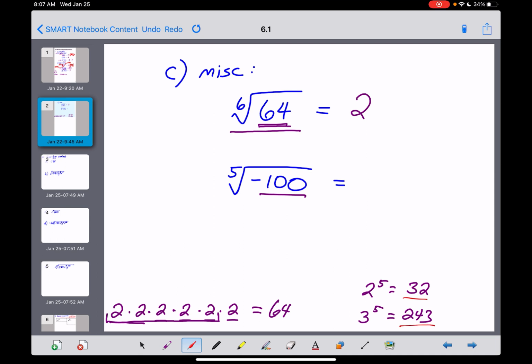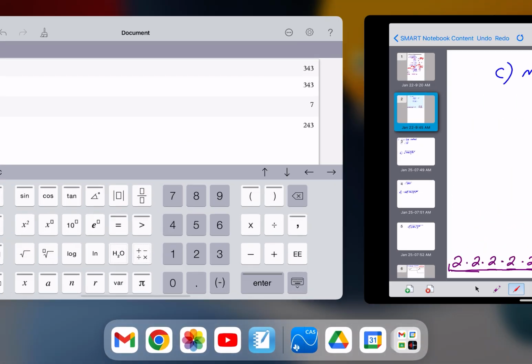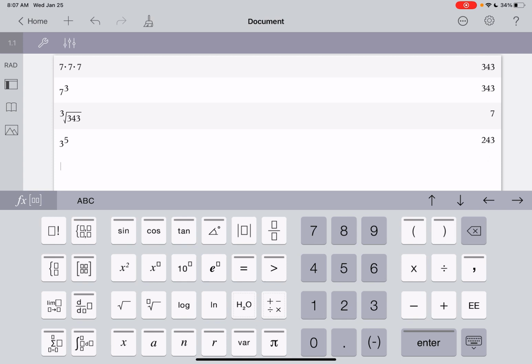That means the answer is not 2 and it's not 3. It's probably somewhere in between 2 and 3. So I wanted to show you this example just to let you know that not every radical problem, not every root problem, is going to have a nice clean answer. And once in a while, you kind of have to bite the bullet and just go to your calculator right here and say, okay, gotcha.